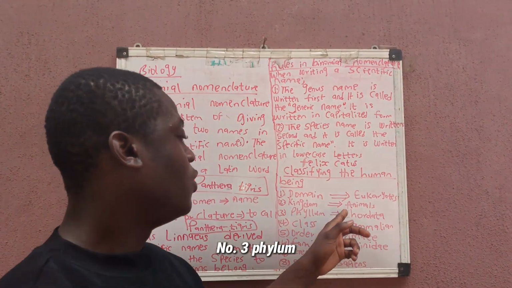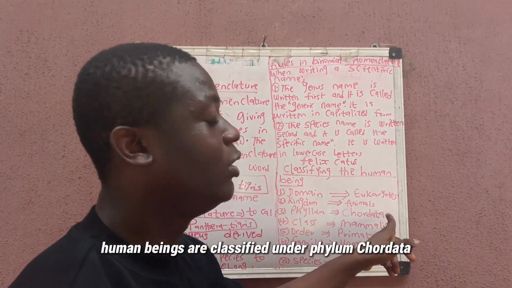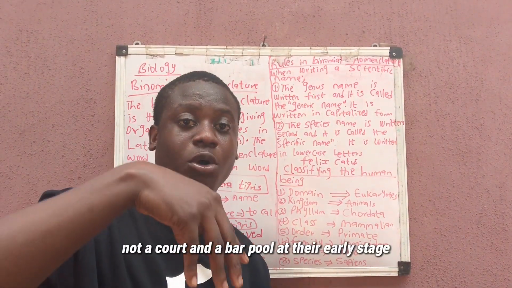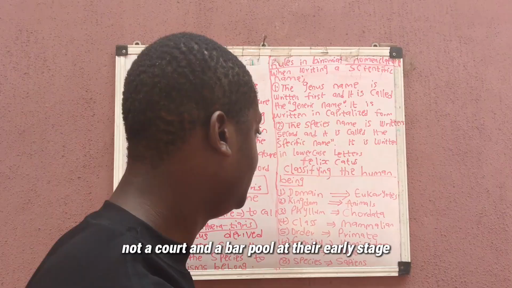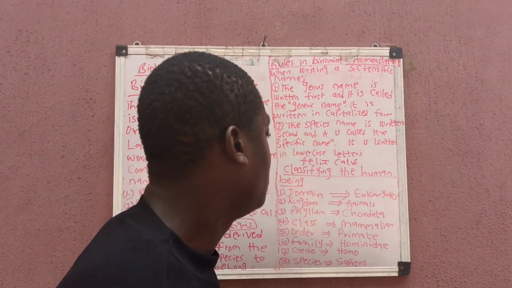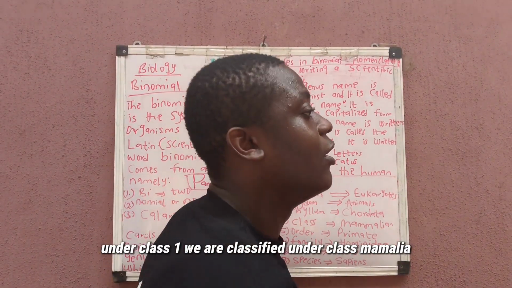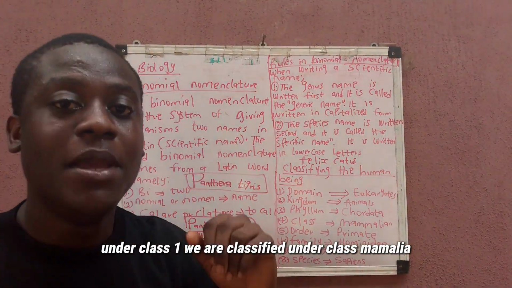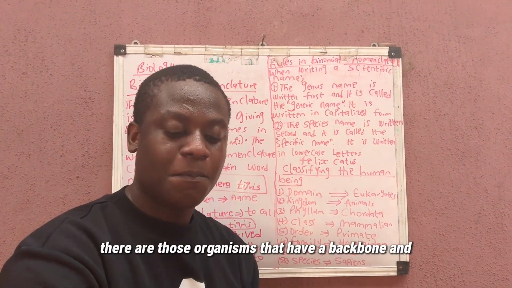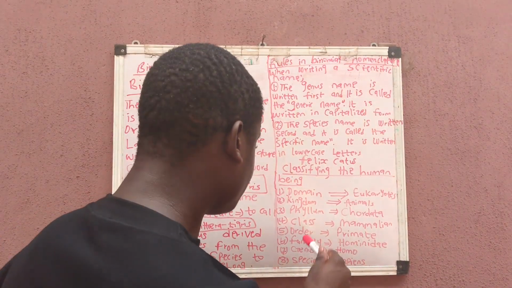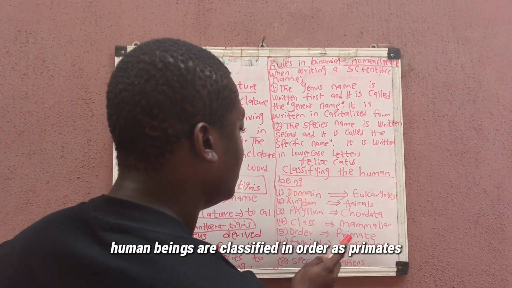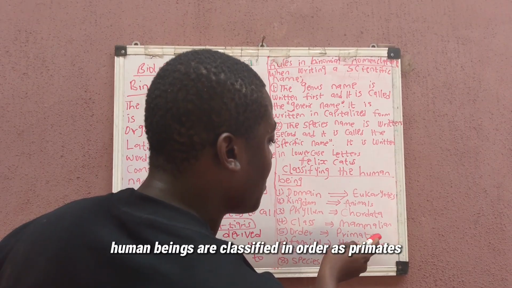Number three, phylum. Human beings are classified under phylum Chordata. Chordata are organisms that have a notochord and a backbone at their early stage. So human beings are classified under this Chordata. Number four, class. Under class, human beings are classified under class Mammalia. Mammals are those organisms that have a backbone and have hairs. Number five, order. Human beings are classified in order as Primates.